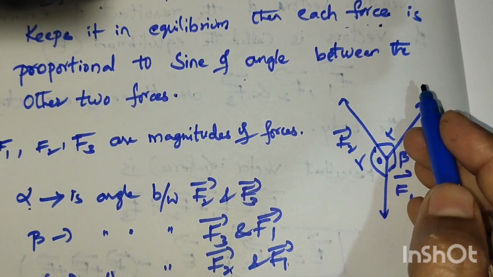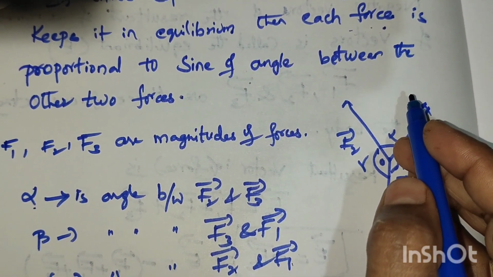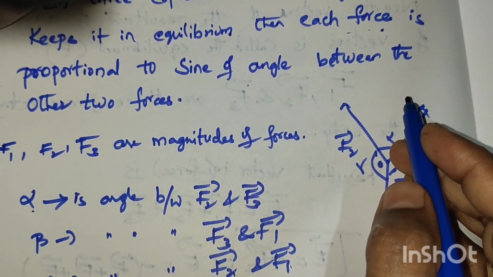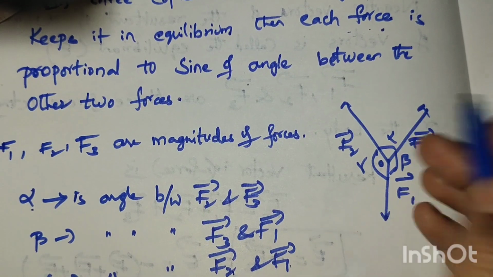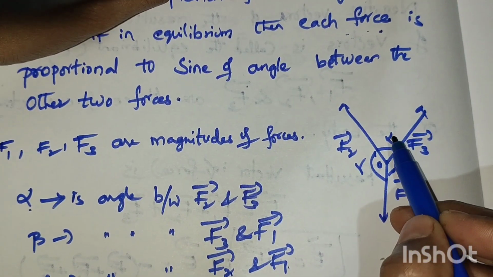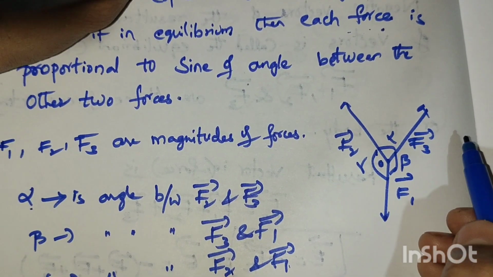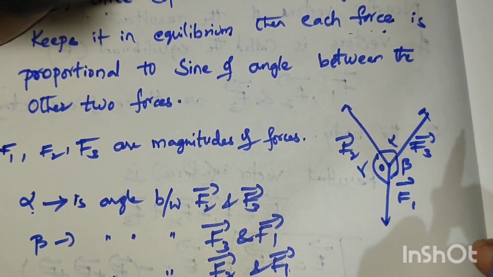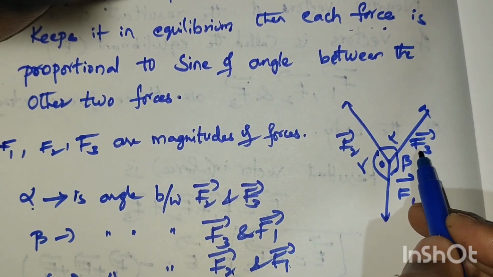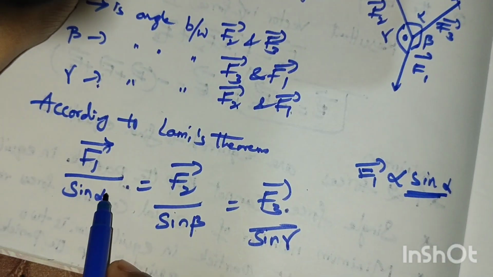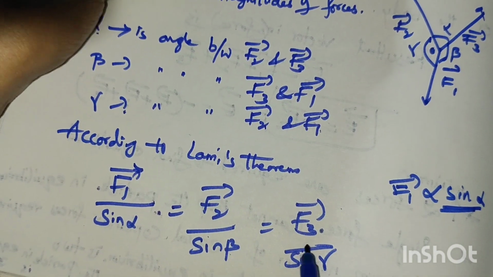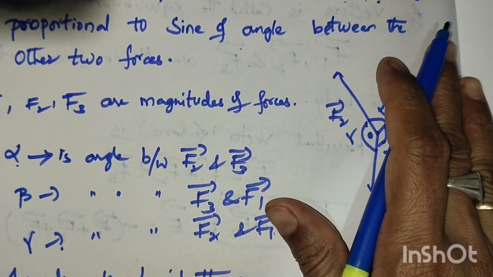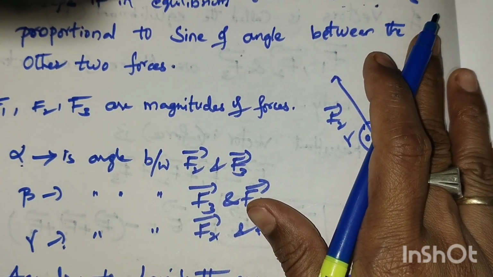So what is Lami's theorem? Considering three coplanar forces that keep the particle in equilibrium, each force will be proportional to the sine of the angle between the other two forces. Here alpha is the angle between F2 bar and F3 bar, and the missing force is F1. So F1 will be proportional to the sine of that angle, alpha. So F1 bar by sine alpha, F2 bar by sine beta, equals F3 bar by sine gamma. So this is about equilibriant and Lami's theorem.